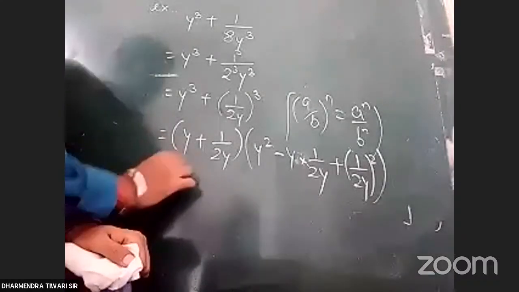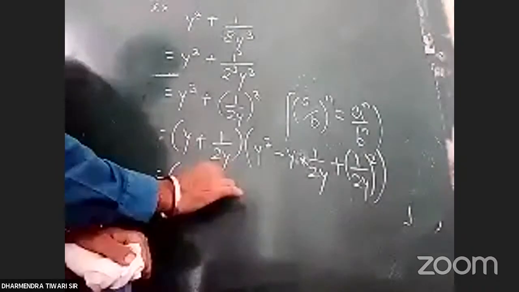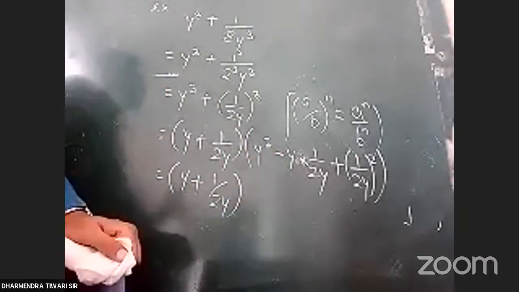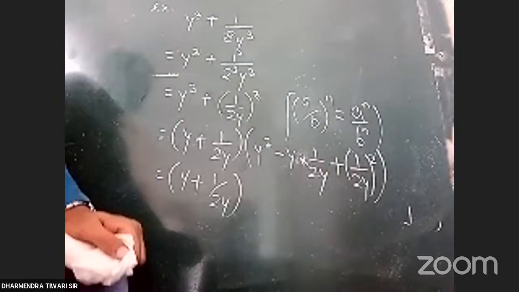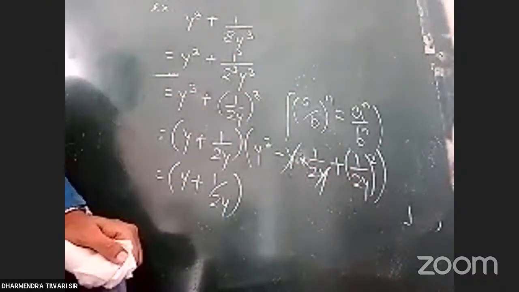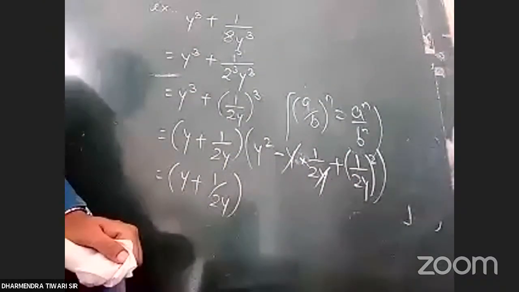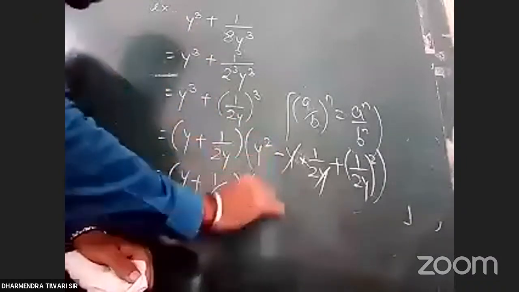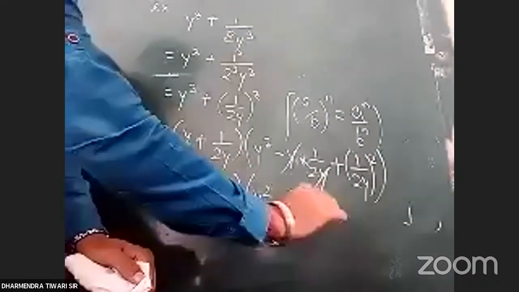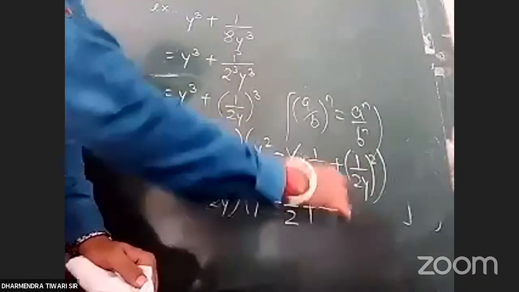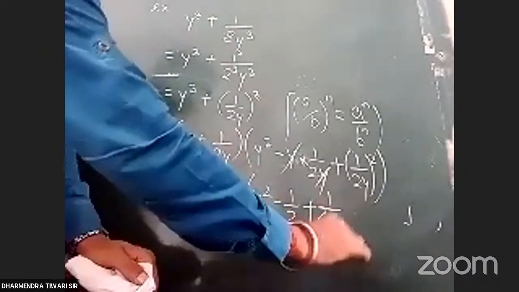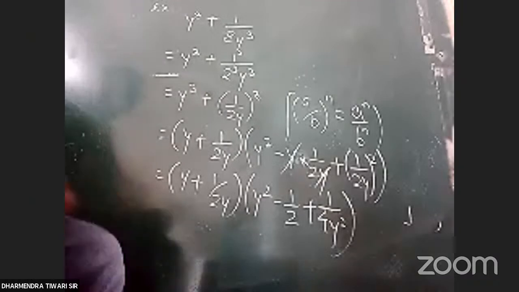So this can be further written as (y plus 1) upon 2y. You can see that the same term is present in the numerator and denominator with a multiplication sign in between. So y gets cancelled. So what we'll be having is y square minus 1 upon 2 remains, plus 1 upon, I should write 2 square y square, but 2 square y square is 4y square. Hope you have understood this.